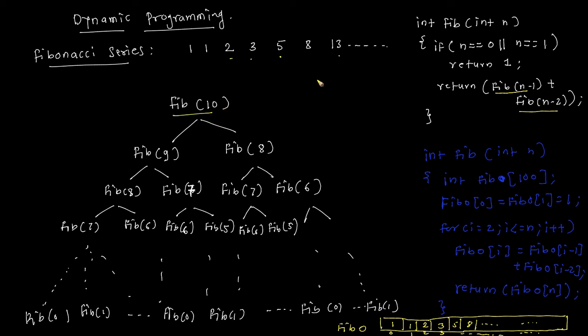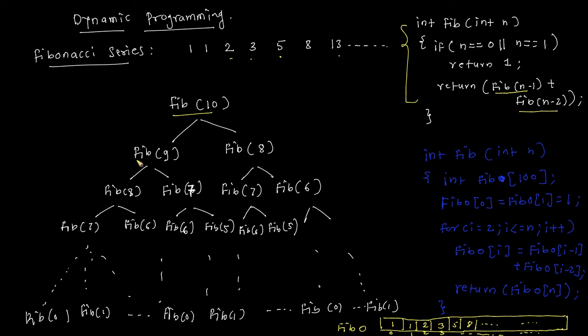When I have this call, this complete code will be executed. This call generates two more calls, because here n is equal to 10. I am passing 10 to this function, so n is equal to 10. N is neither 0 nor 1, so I'll be generating two calls from this function. The first call will be Fibonacci of 9 and the second call will be Fibonacci of 8.